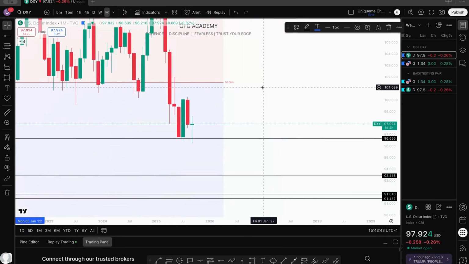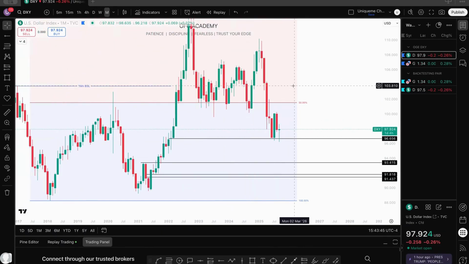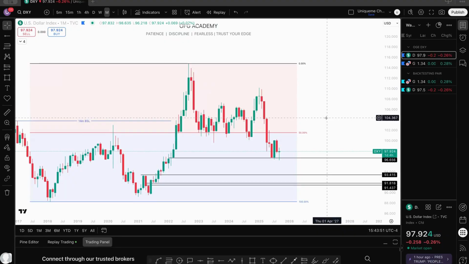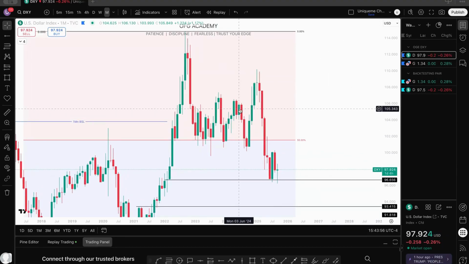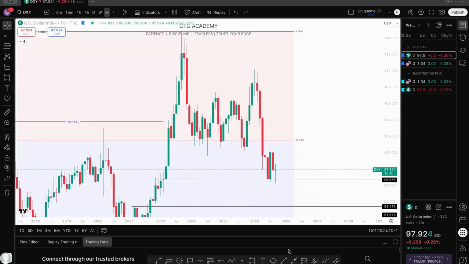Now, if I look again, what do I see? Where is price coming from? Where is price at the moment? And where is price going to? Those are the three questions you are required to ask yourself anytime you're doing a top analysis. Where is price coming from? Where is price at the moment? And where is price going to?